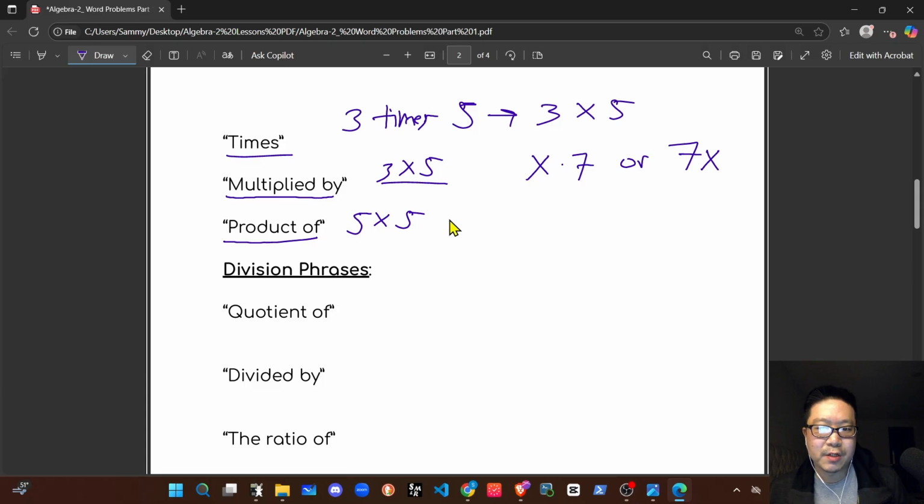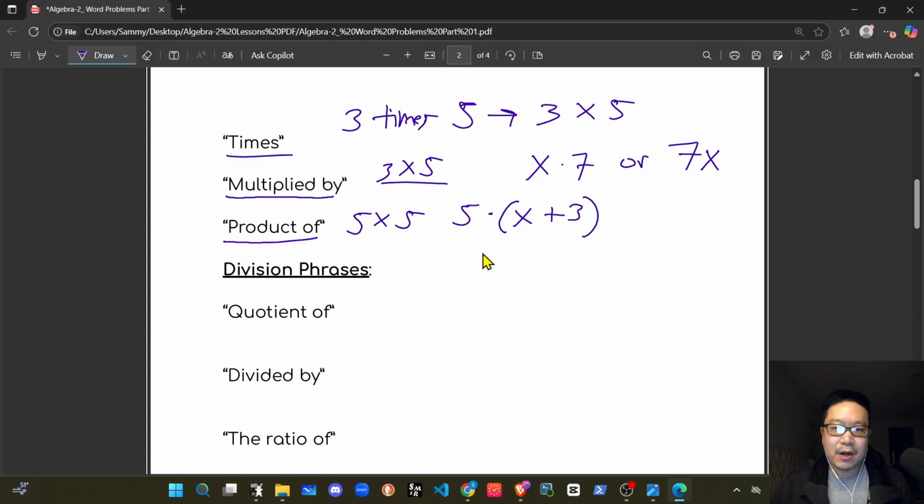Or if you hear something like the product of 5 and the sum of a number and 3. So the product of 5 and the sum of a number and 3 would be something like x, a number, and I just mentioned sum, so you would be adding 3 to that, and that's how you could write the product of 5 and the sum of x and 3, okay?